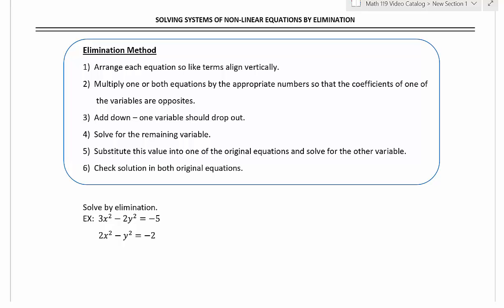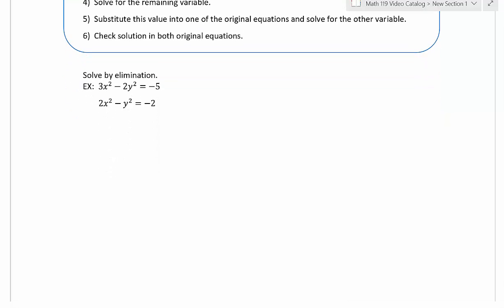You're going to multiply one or both equations by the appropriate numbers so the coefficients of one of the variables are opposites. Remember, we want to be able to add down and have one of the variables fall out. So if it doesn't, we need to multiply so that our coefficients are opposites. So then we'll add down and one of our variables should drop out. We'll solve for the remaining variable, and then we'll substitute this value into one of the original equations and solve for the other variable. And as always, we can check our solutions by plugging our ordered pair into both original equations.